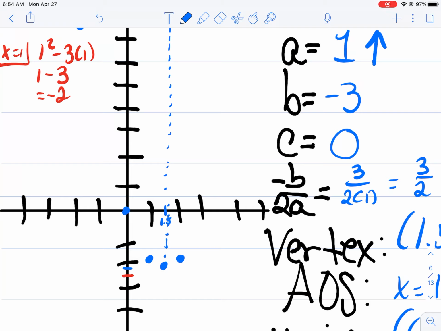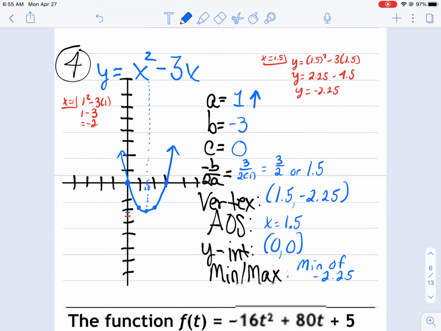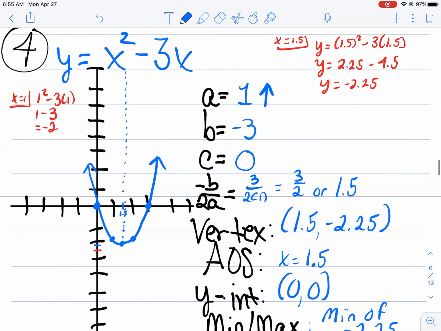All right, we're going to plug our y-intercept there at (0, 0), and that is 1.5 units away on the left side of the AOS, so 1.5 units on the other side is x equals 3. We're going to have another point at (3, 0), okay? And again, you can plug it in, right? 3 squared is 9, 3 times 3 is 9, so it becomes 0 when you subtract. And we have our 5 points. All we have to do now is connect them together. Perfect. There's our graph, okay? So we're done.